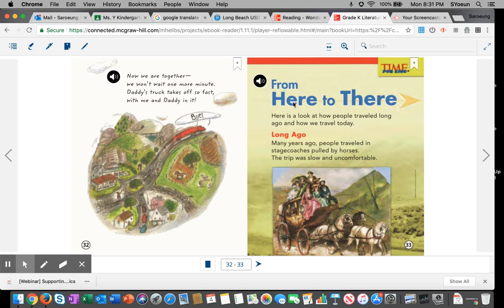Hi, scholars. So we're going to read from here to there. This story is an informational text. That means it's going to give us information. The information that it's going to give us today is about how people traveled long ago and today.